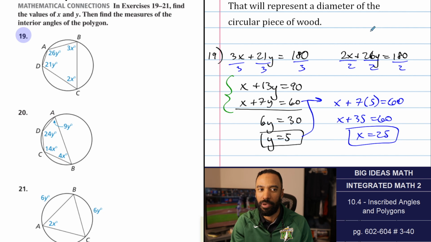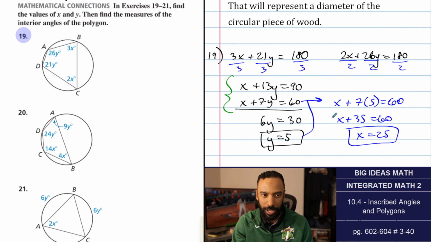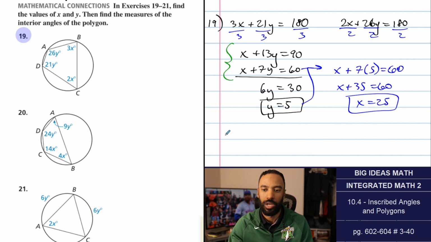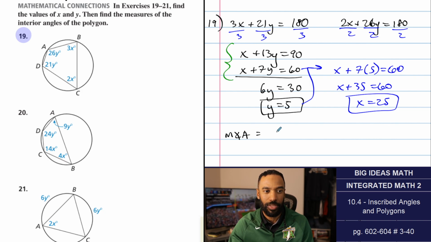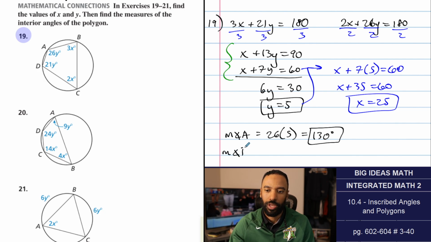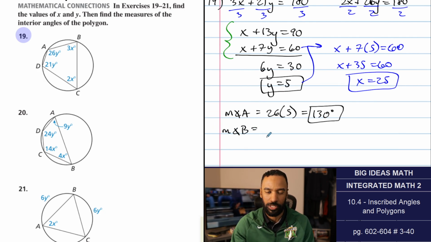They did say find the measures of the interior angles of the polygon afterward. So I think in doing so here, we will confirm that everything works the way that we intended it to. So I'm just going to call them like measure of angle A, measure of angle D and so on. I don't think we'll be confused on what those are. So measure of angle A, and these weren't in the notes, by the way, is going to be 26 times y, 26 times 5. That's 130 degrees.